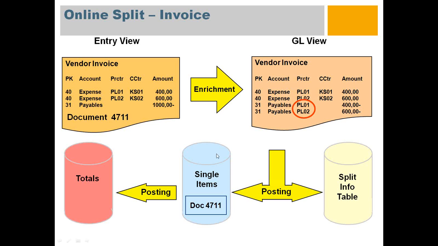Okay, and it's going to post to the totals table and also post this splitting information to the split info table at the same time. Single document, but it's making multiple postings. So it's called the online split invoice. It's called the new GL split. So this is a very key concept.